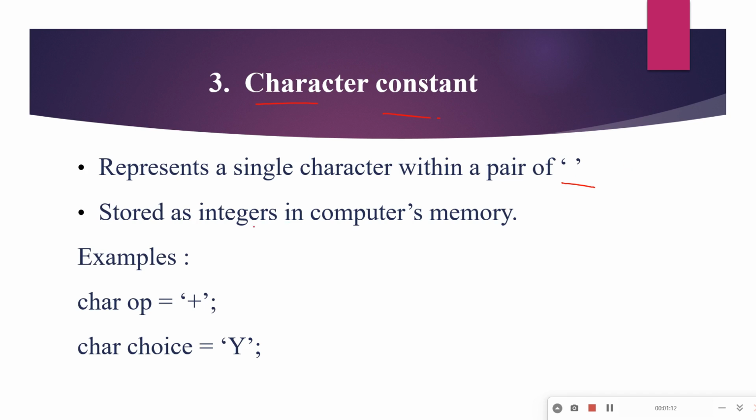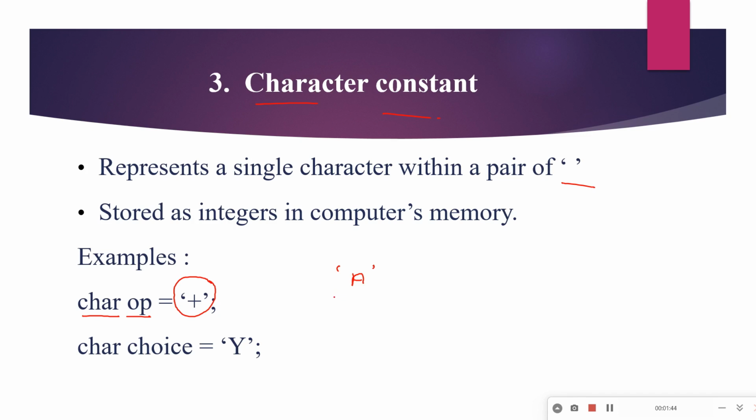For example, we have taken here char op that is equal to single quotes, that is a pair of single quotes and any symbol. So this I can consider as a character constant. I will explain in the next video what is this char, data type, variable, everything. Okay. For example, if I write in a single quote, yes, like this, this is also one of the character constant.